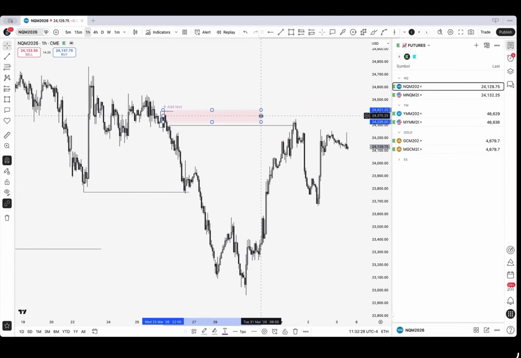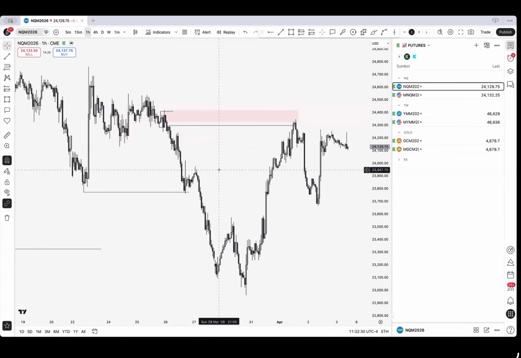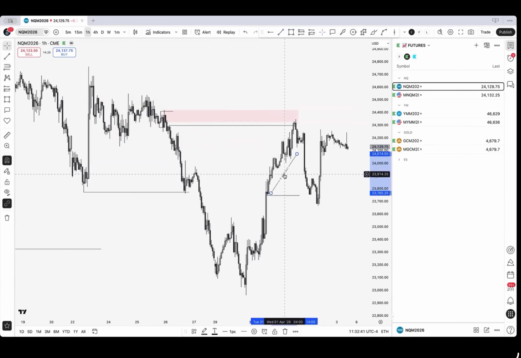Now, it's hard to take a counter bias trade because the only liquidity in the market as far as a buildup would be these lows. See, you've got that buildup, that price action, before we take out this internal point. So me personally, I wouldn't be taking this trade.